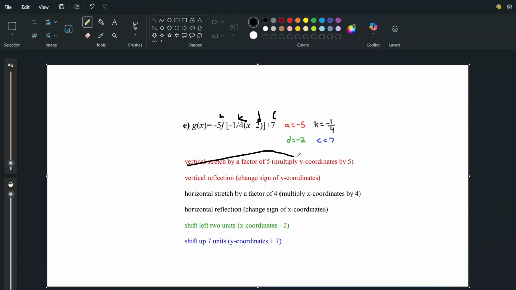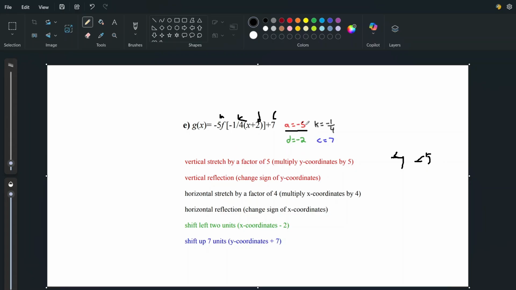A, sorry, is -5. And if your A is less than 0, it's a vertical reflection. Write vertical reflection. And it stretches by a factor of 5, which means you multiply the y by 5 to get the transformation.